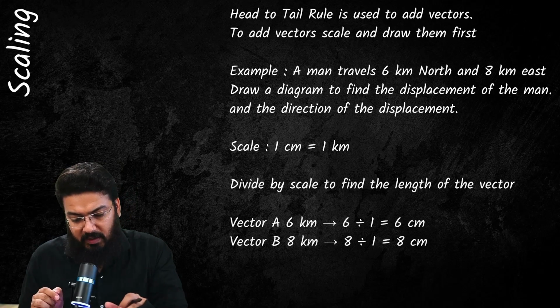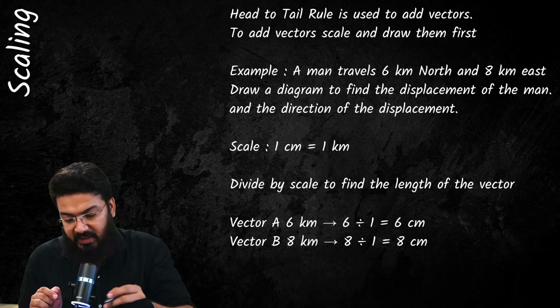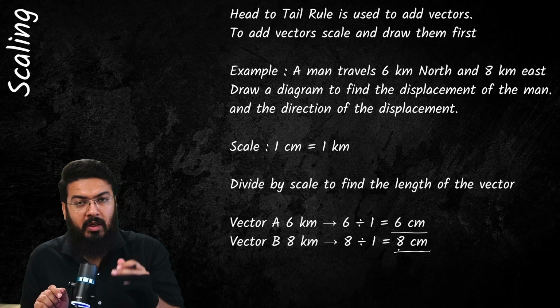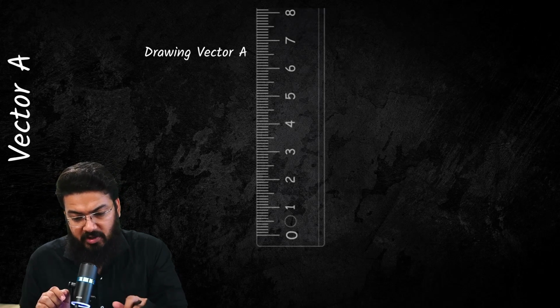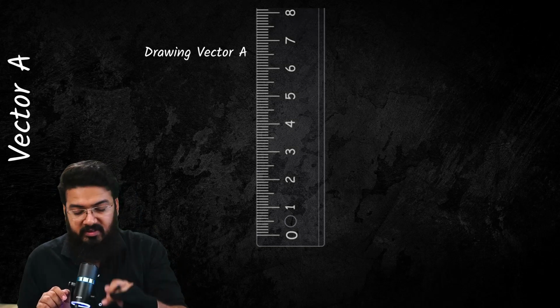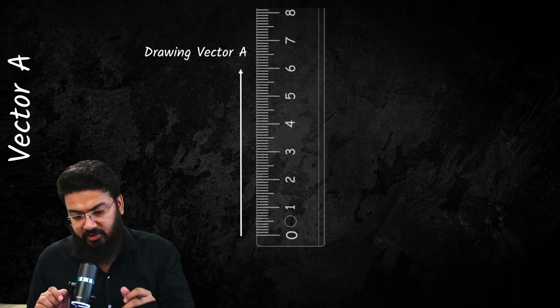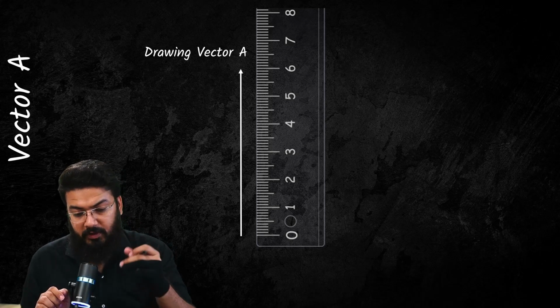So the lengths of the two vectors A and B are 6 centimeters and 8 centimeters. Now we need to draw them. We are going to draw vector A first, which is going north 6 kilometers, represented by an arrow of length 6 centimeters. So this is what we have in front of us.